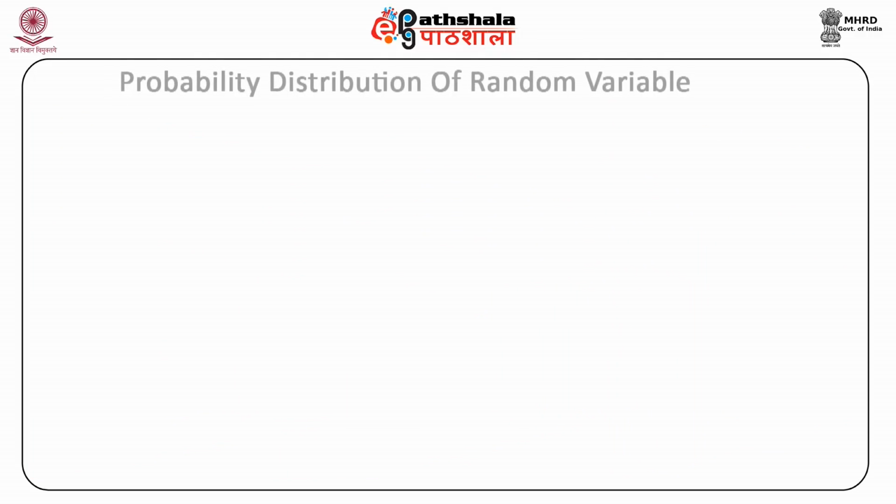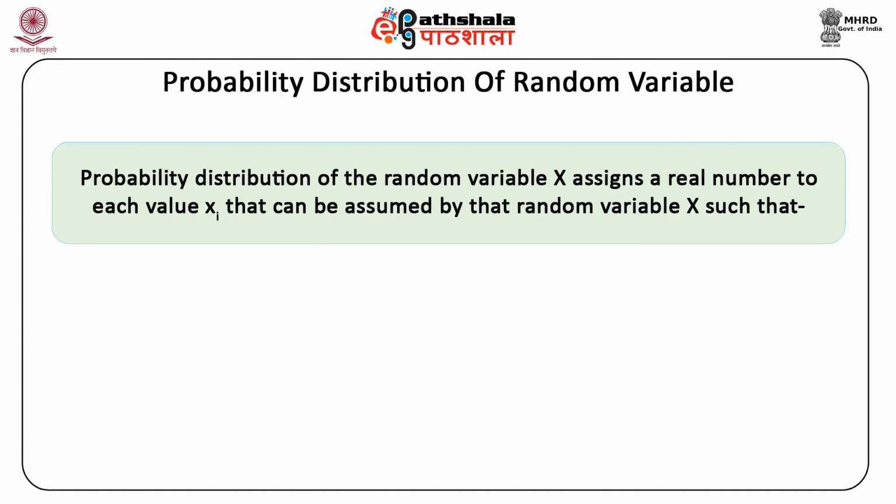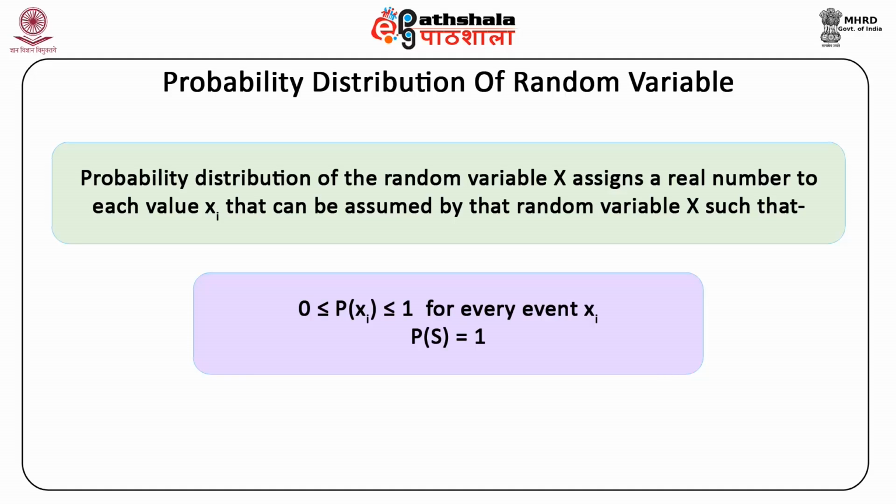Mathematically, the probability function or the probability distribution of the random variable X assigns a real number to each value xi that can be assumed by the random variable X such that 0 ≤ P(xi) ≤ 1 for every event xi, and P(S) = 1. The symbol P in P(xi) denotes a function rule according to which probabilities are assigned to each and every event in S. A probability distribution may be represented in tabular form, as a graph, or in the form of a mathematical function.